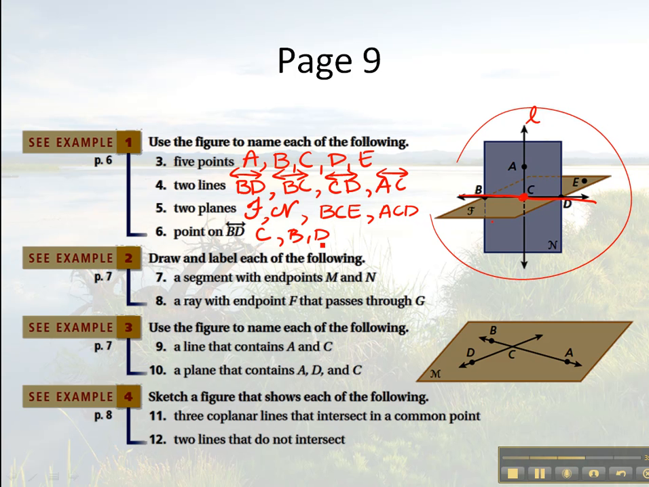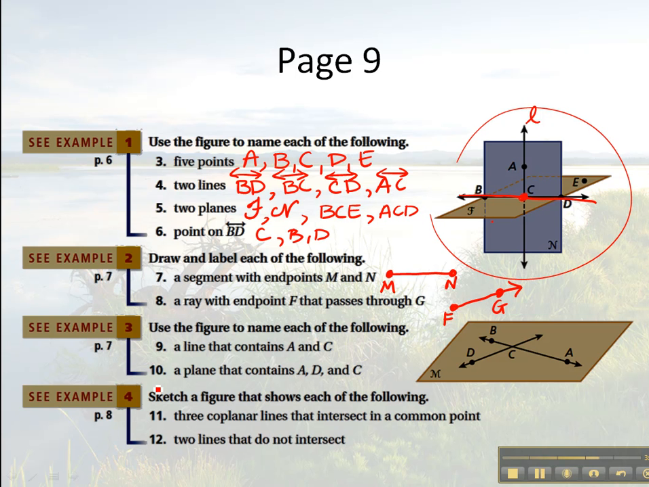Okay, number 7 asks you to draw a segment with endpoints M and N. So there's my segment. The endpoints, which are the points at the end, are M and N. Okay. A ray with endpoint F that passes through G would look like this. So the endpoint is F, that would be here, and then it goes through G, but it keeps going after G. Okay.